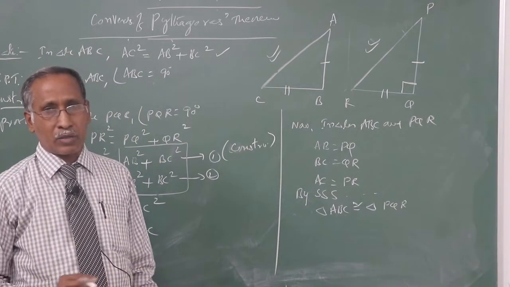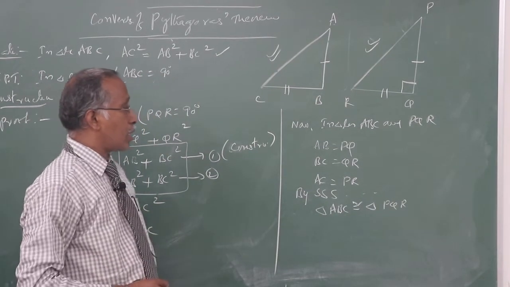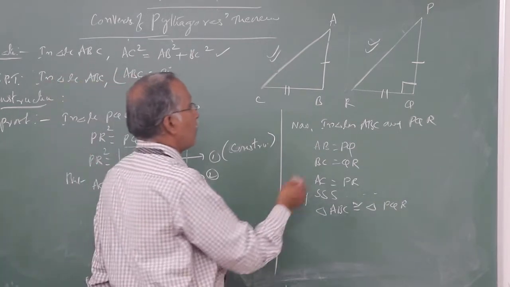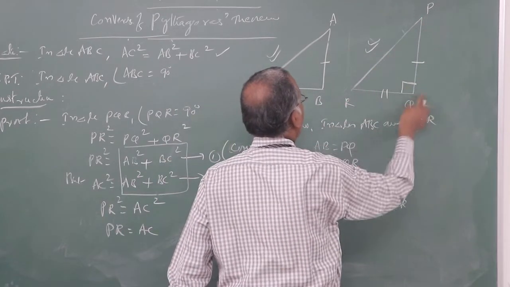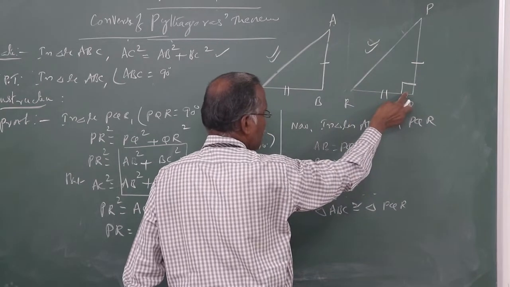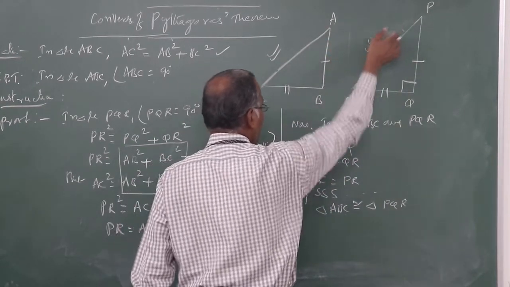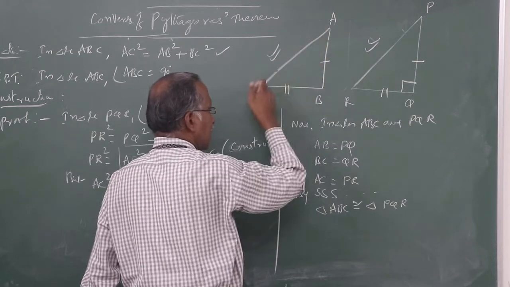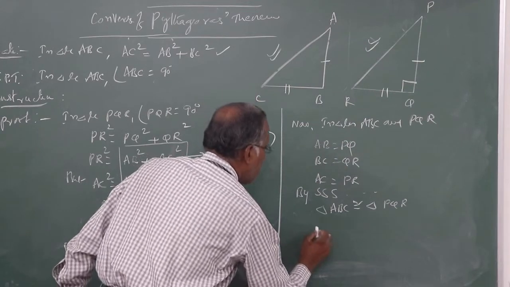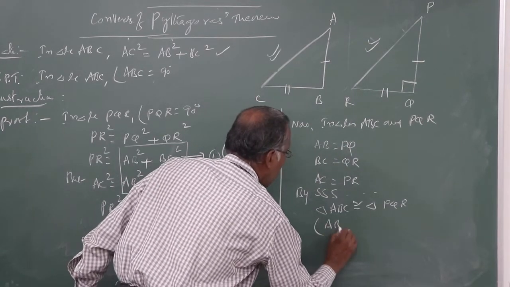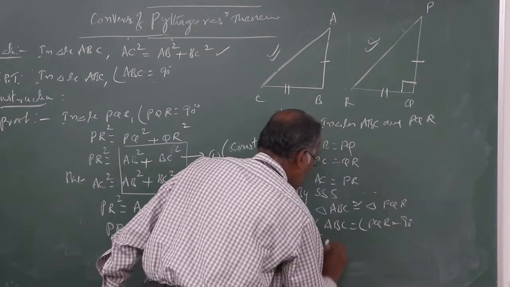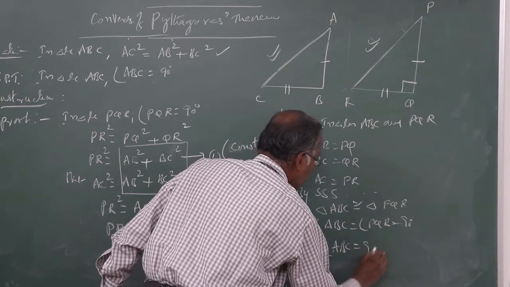When two triangles are congruent to each other, all the remaining corresponding angles are equal. Therefore, angle PQR is equal to angle ABC. Now, to the side PR, angle Q is the opposite angle. The corresponding side of PR is AC. To this side AC, angle B is the opposite angle. Therefore, angle B is equal to angle Q. Therefore, we say that angle ABC is equal to angle PQR, which is equal to 90 degrees. That means angle ABC is equal to 90 degrees.